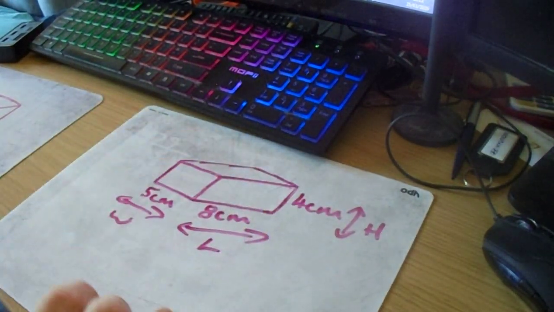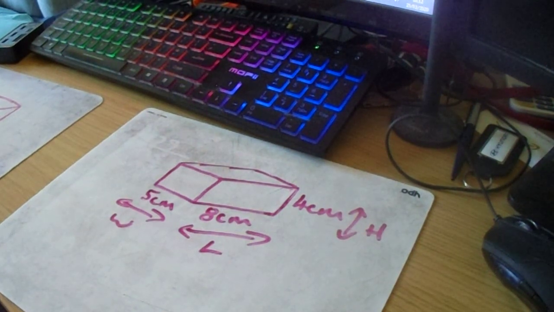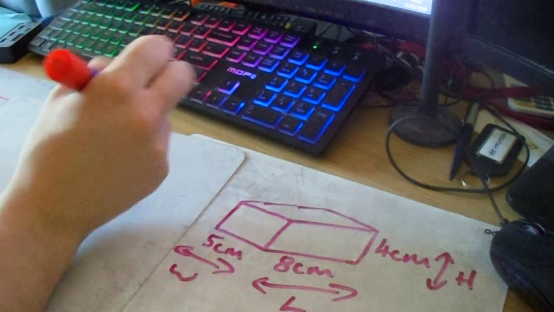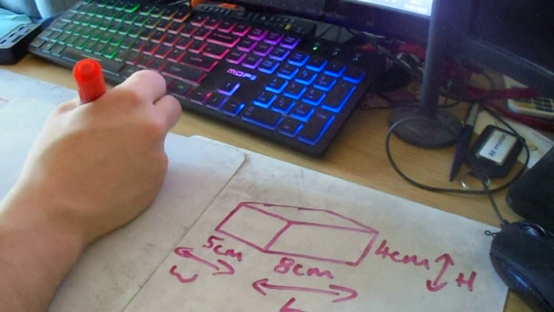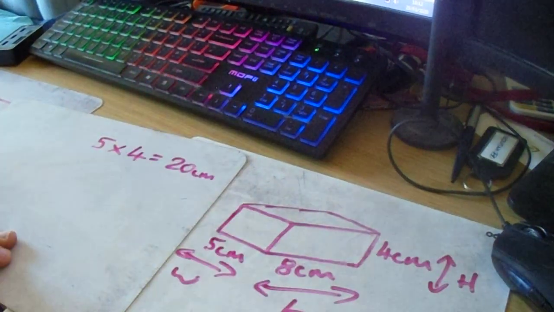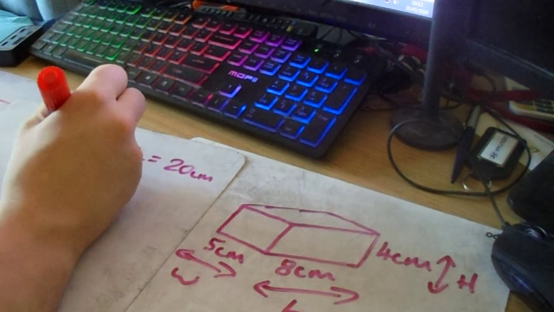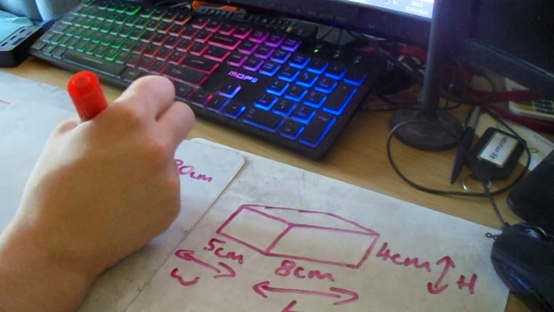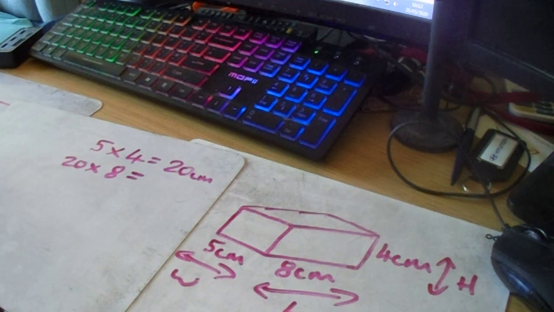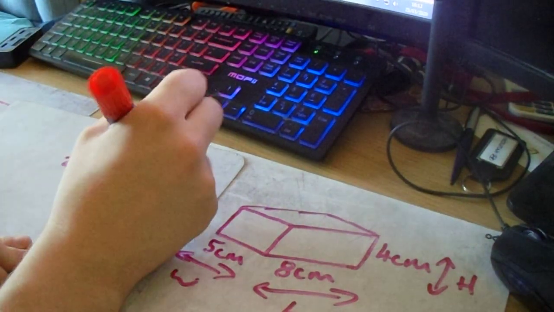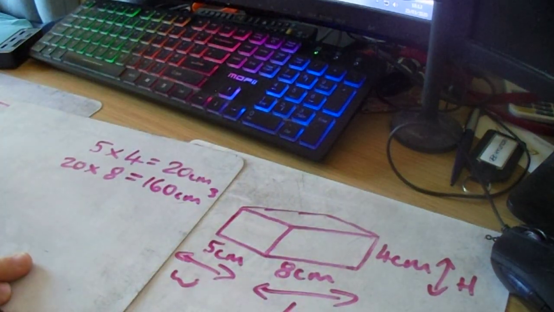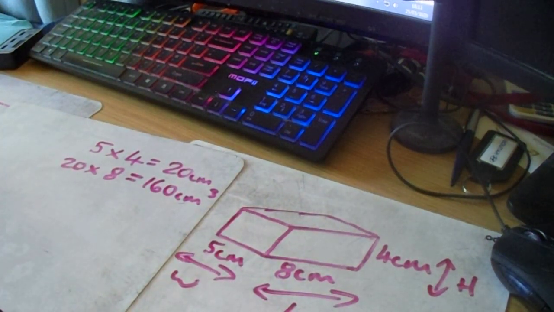Again, I need to multiply width by length by height, so I'm going to do 5 times by 4 times by 8. I'm going to do 5 times 4 first because I know that one off the top of my head. Nice and easy, 20 centimetres. I'm then going to do 20 times by 8, which is going to give me 160 centimetres cubed for the volume of this shape.